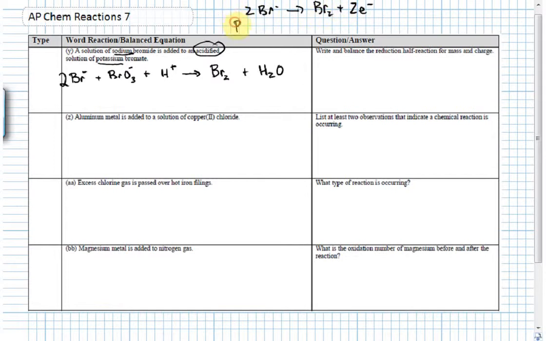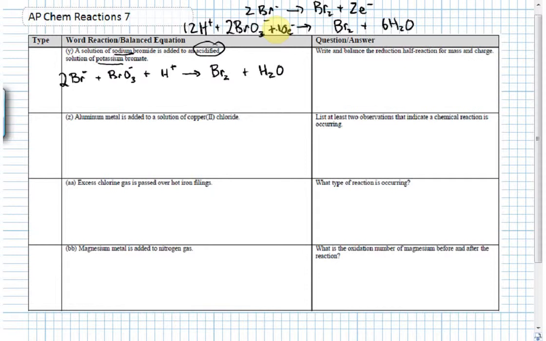The oxidizing agent is bromate. Bromate is going to Br2. The 2 here to balance the bromines. Now I need to balance the oxygens. So I need 6 waters to do that. I now need 12 hydrogens over here to balance out the hydrogens. And then finally, I've got 12 pluses, 2 minuses. I'm going to need 10 electrons, right? All right, that balances it out.